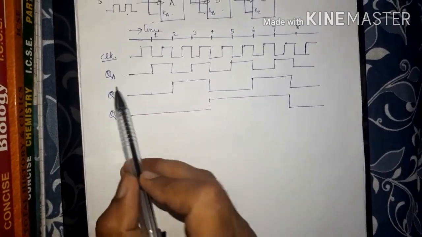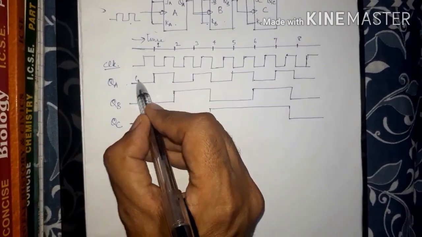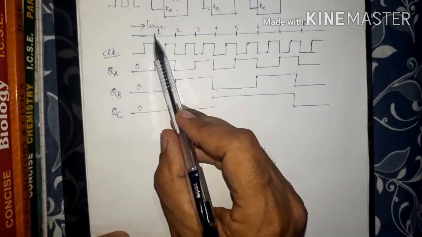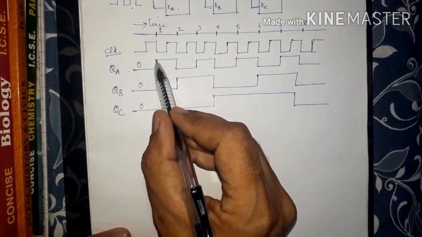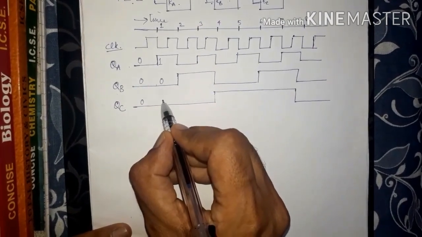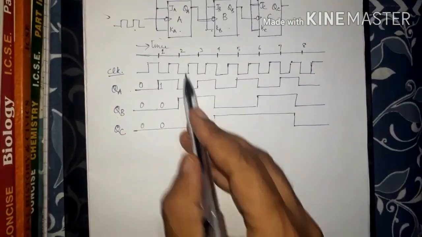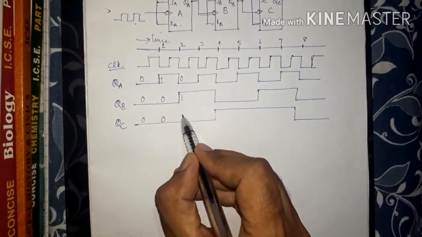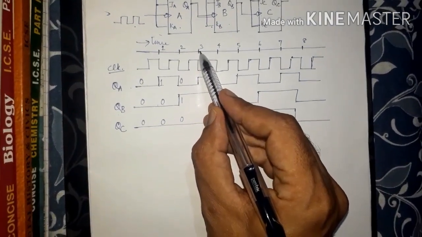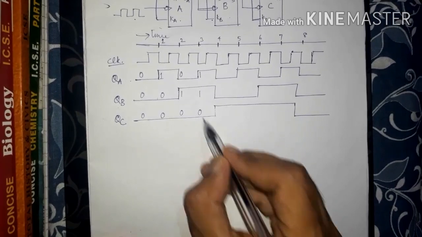In the beginning, all the pulses QA, QB and QC are at low. So I write 0, 0, 0 in the beginning. At the first negative edge, this pulse has risen to high voltage. This is low and this is low. At the second negative edge, this becomes low, this becomes high, this remains low. At the third negative edge, it is high, it is also high, this is low.